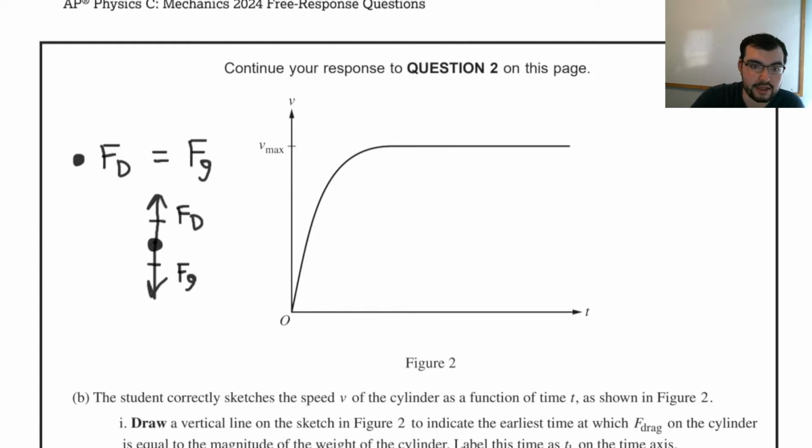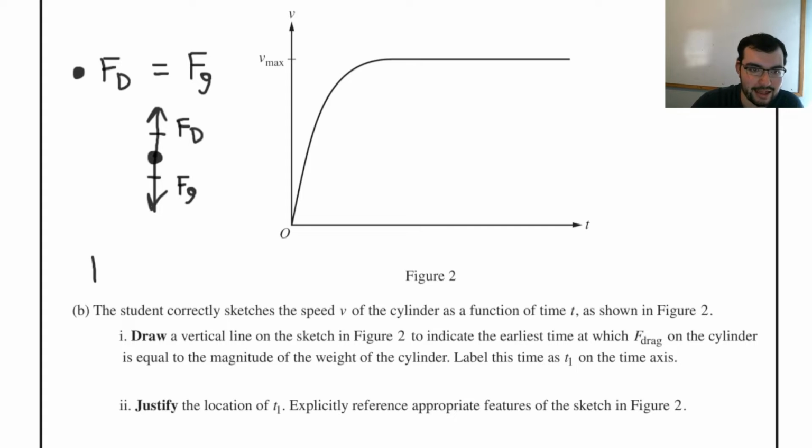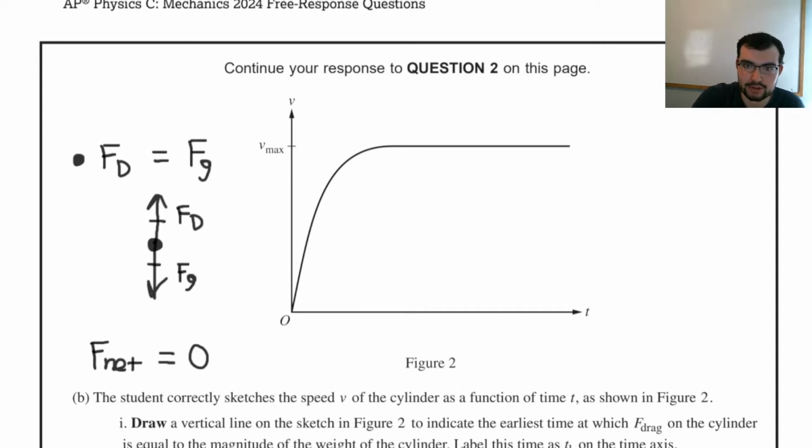So if these two forces are equal, what that means is that F net is now equal to 0. And that's critical to actually getting us our answer. So we want to draw a vertical line where the drag force first equals the gravitational force. And this was not a very difficult location to guess, so the justification will be more important here.